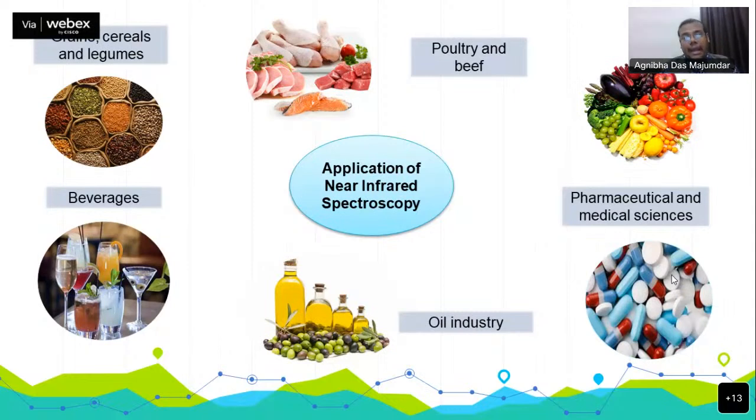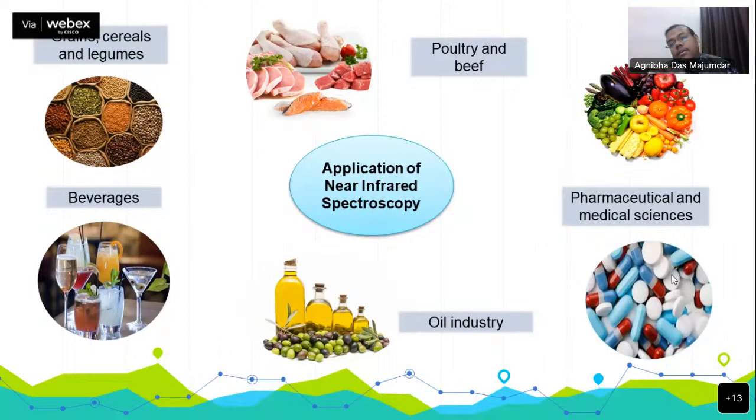Other than that, we can also apply this technology to the polymer industries, to remote sensing, or to know the presence of any material in soil, in water. So there are many applications present for near infrared spectroscopy. But I have chosen particularly food materials.